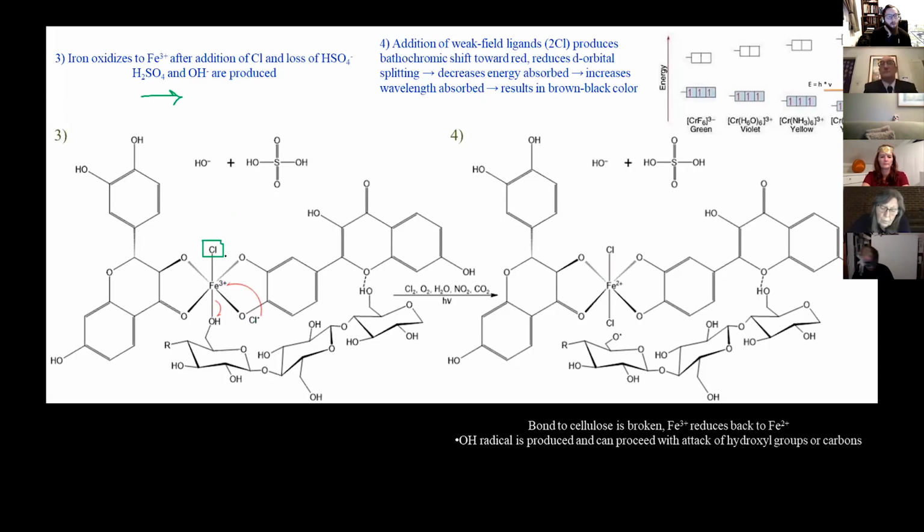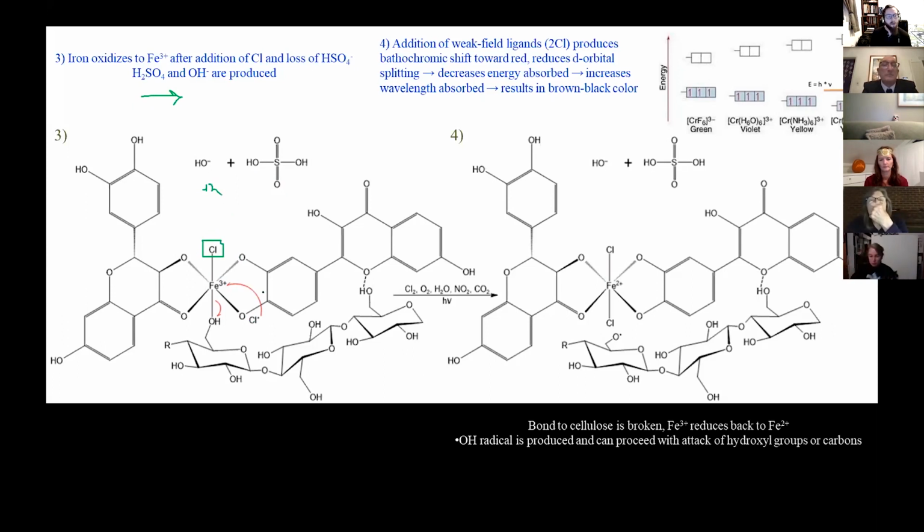So notice that when the HSO4 left, it took 2 electrons with it. So it lost electrons. So it was oxidized. And so it went from +2 to +3. So this iron went from +2 to +3.